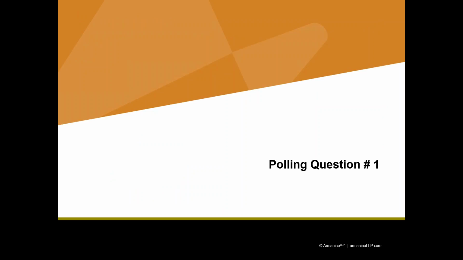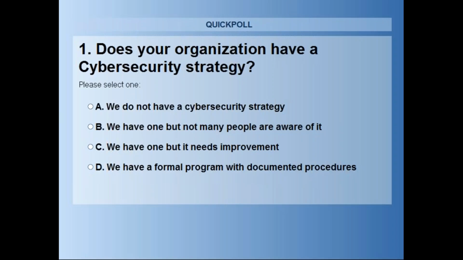So right now, let's pause for polling question number 1. Thank you, Steve. And so the first question is, does your organization have a cybersecurity strategy? So you can select one of the options here. A: We do not have a cybersecurity strategy. B: We have one, but not many people are aware of it. C is we have one, but it needs improvement. And D is we have a formal program with documented procedures. So we're going to allow everybody a chance to select the answer that best fits your organization.